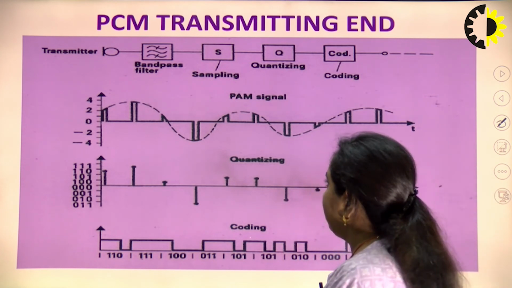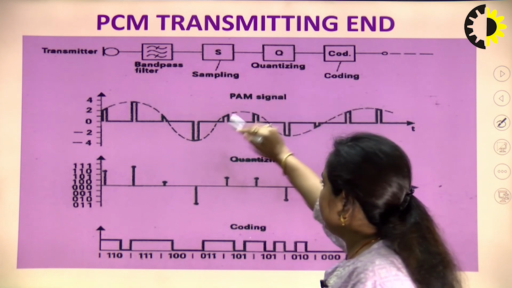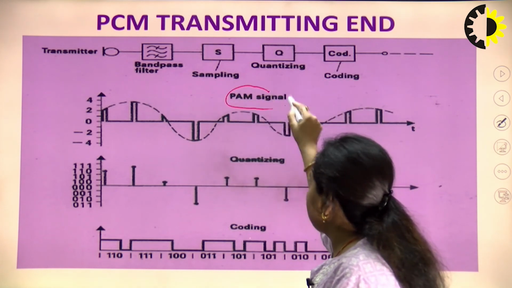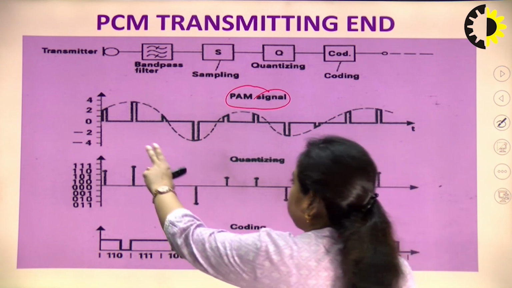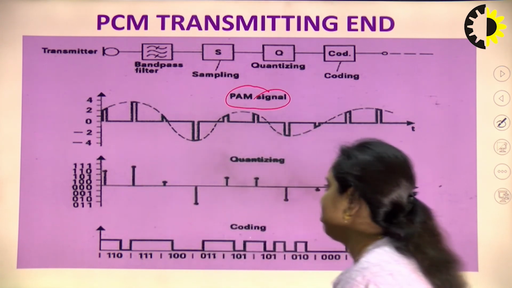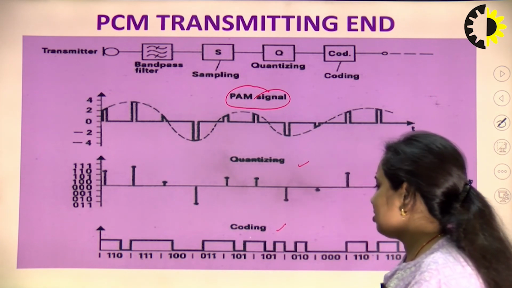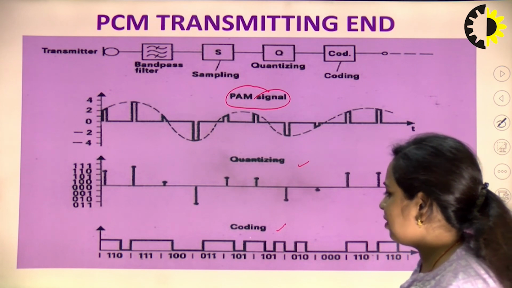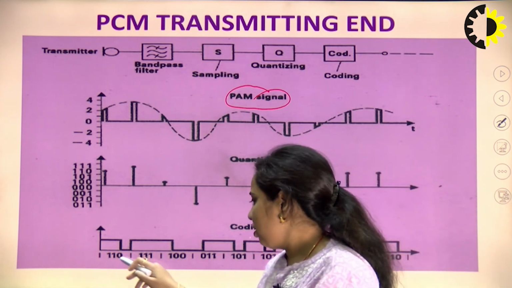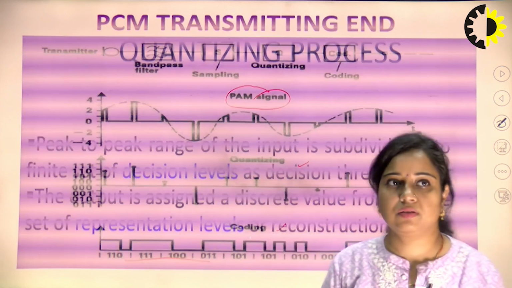This is the transmitter: band pass filter, sampling, quantization, encoding. This is the PAM signal that you can make. PAM signal is nothing but the amplitudes that are collected at equal time instants. These are the quantization, this is encoding. Now, encoding is basically when we have considered 3 bits of encoding. So, this is how the waveform of the coded bits will be plotted.